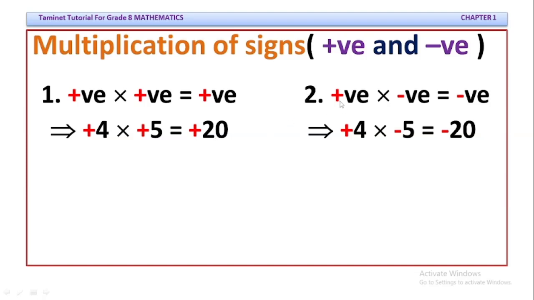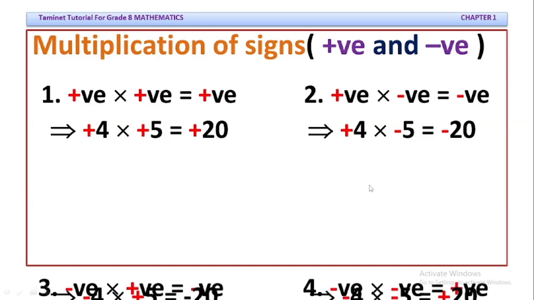Second, if the sign of the first factor is positive and the second factor is negative, and we multiply, positive times negative is negative, so the product must be negative. For example, positive 4 times negative 5. First multiply the sign. Positive times negative is negative. 4 times 5 is 20. So the product is negative 20. Like this, we can use the sign product when finding the product of two given rational numbers.